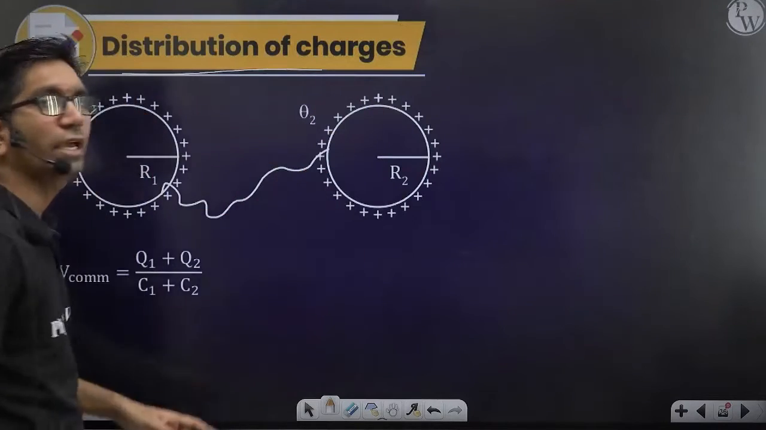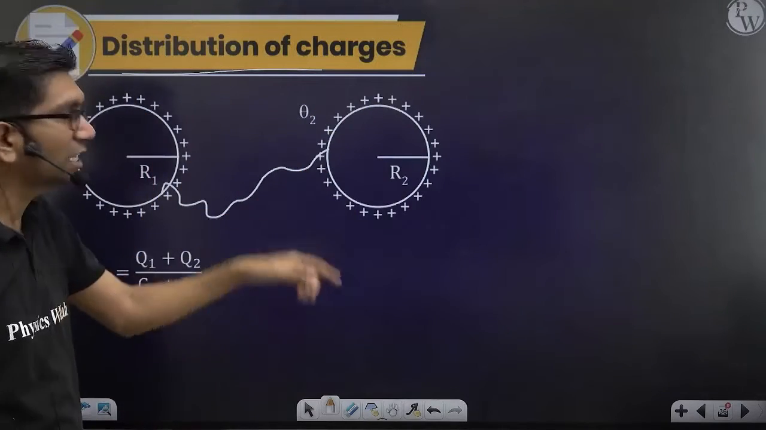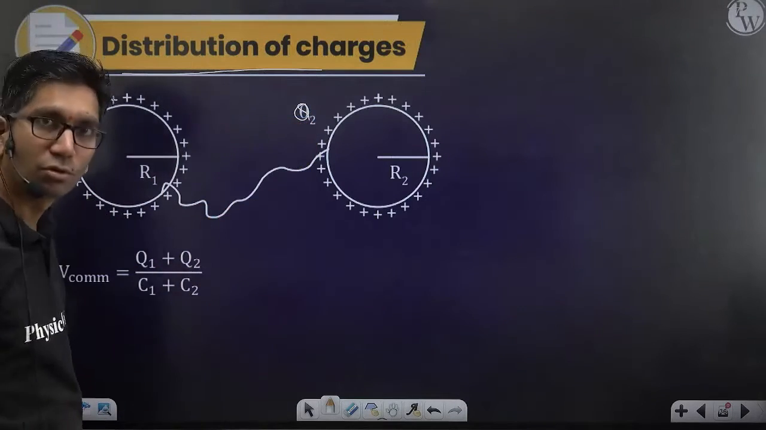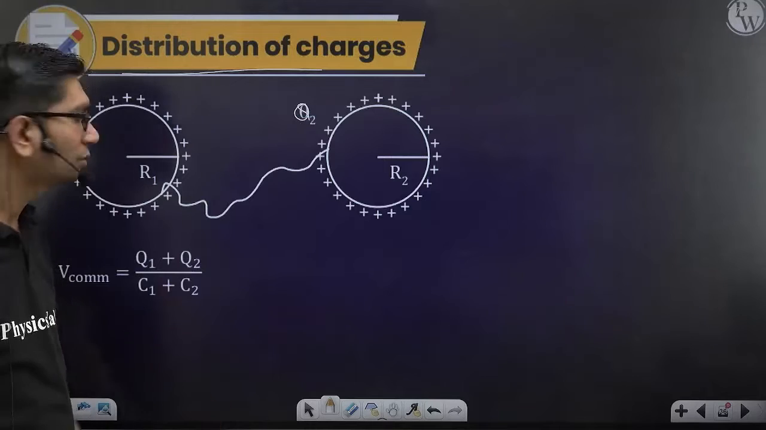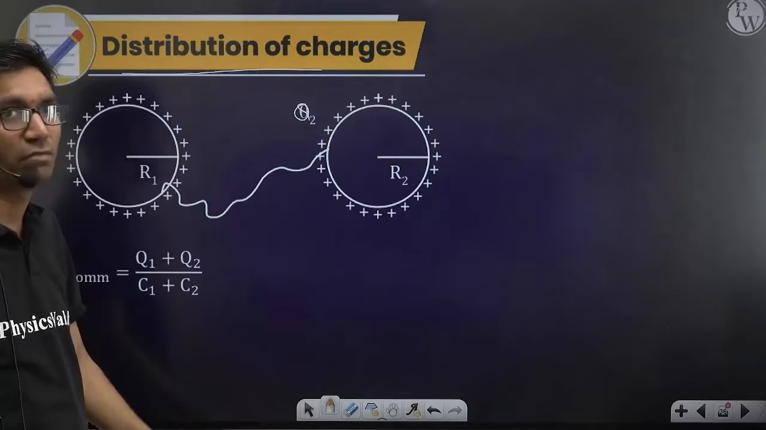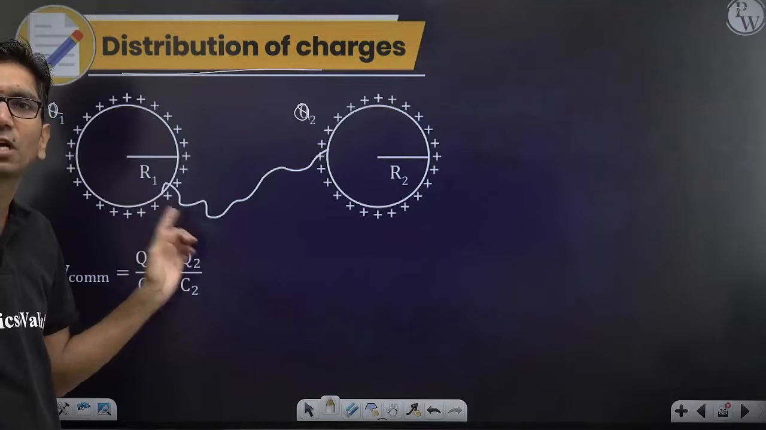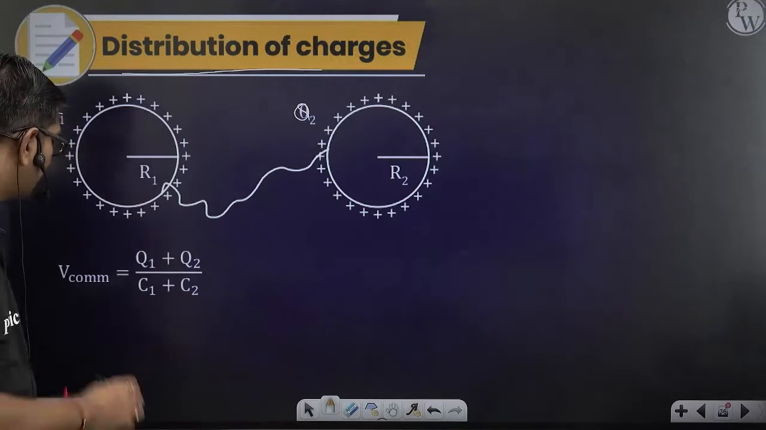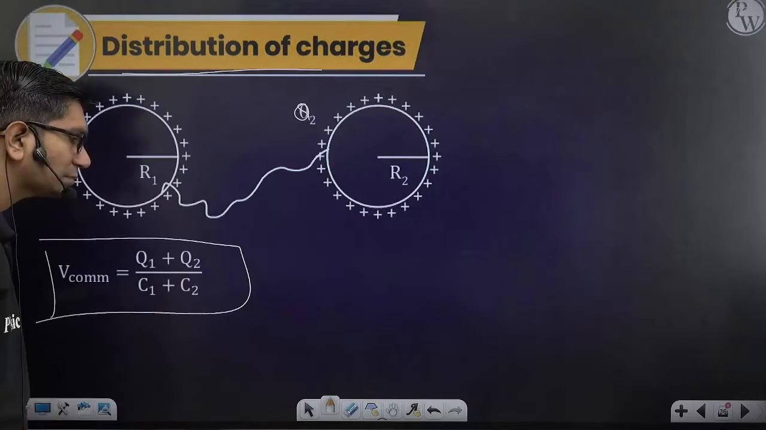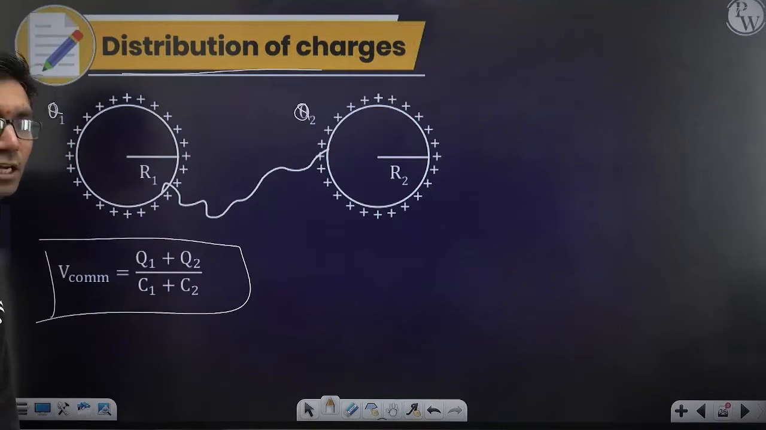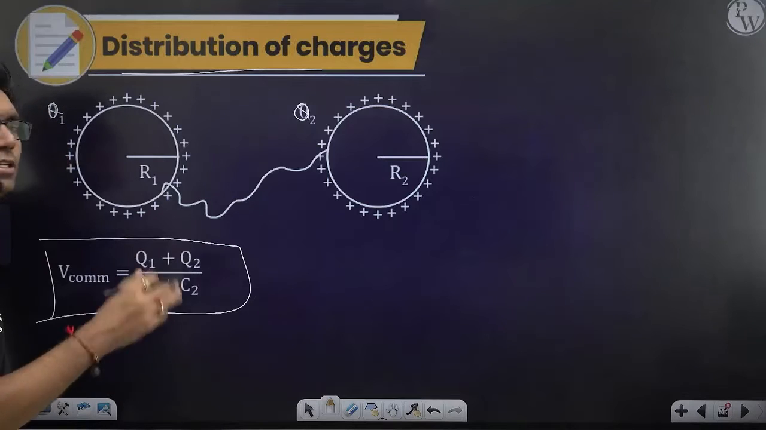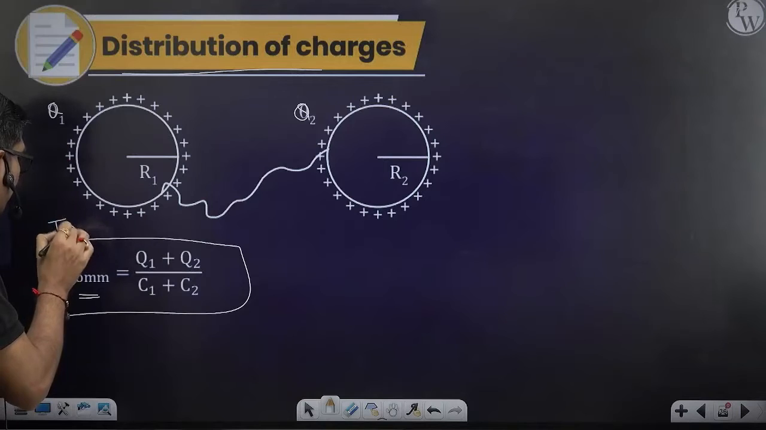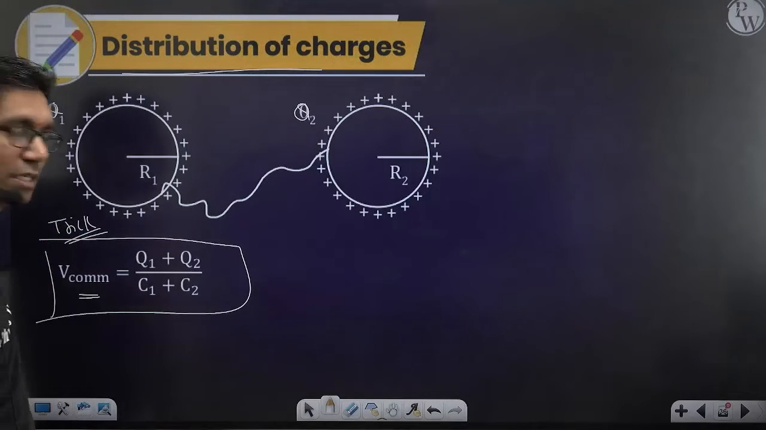Distribution of charge. When two charged bodies having a charge q1 and q2 having different radii are joined by a wire, what happens at that time? Charge gets shared. Till when will it be shared? Until they reach a common potential. Until you get a common potential, the charge will be sharing. What is the common potential formula? This is a trick, remember. Direct question.